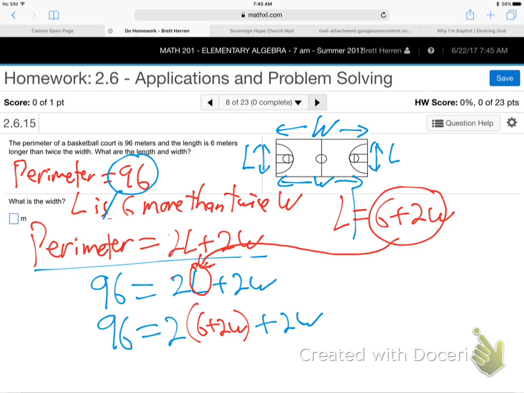It's only got W, so I'll go ahead and distribute. Here's my equation now. 96 is what? 12 plus 4W, and then that 2W is still at the back. That makes sense, what happened there. Let me space that out a little bit more. 12 plus 4W plus 2W. That good? So I just put the 6 plus 2W in the place of L. And then I'm bringing it over here.